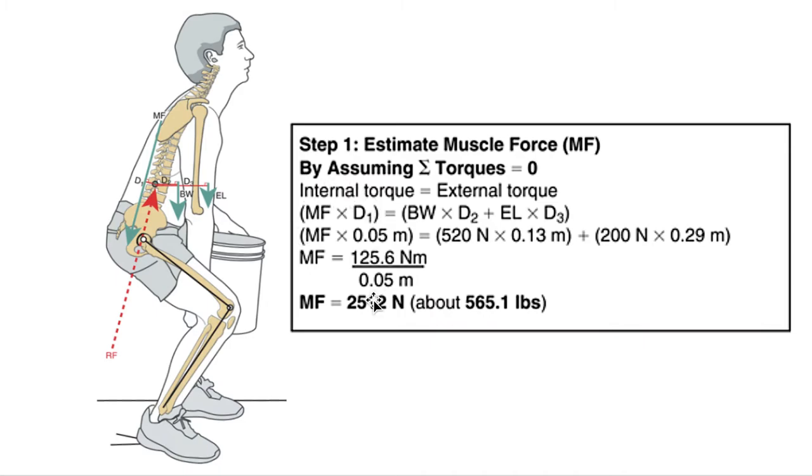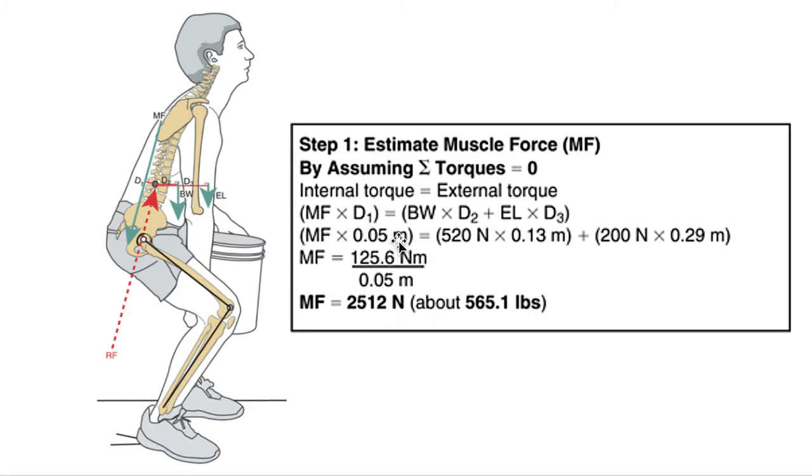So in order to calculate torque, going back to the equation, we know that we have to multiply the force times the lever arm. And we're going to do it for each individual component. We will do it for the muscular force times D1, so the erector spinae force times the distance of the lever arm. This is our internal torque. Our external torque is the body weight times D2, which is the distance from the axis of rotation to the point of application of body weight, plus the external load force times the point of application of the external load, which is D3 in this case.